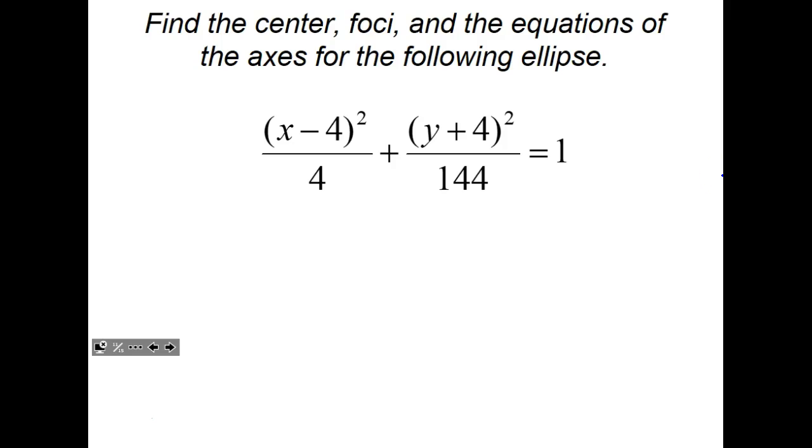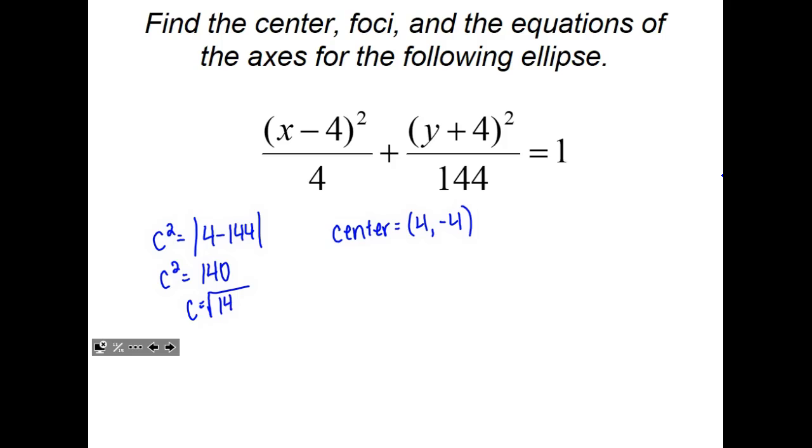So, here we have one that we're supposed to find the center, the foci, and the equations of the axes for the ellipse. So our center is at 4, -4. And for our c squared, we're going to have the absolute value of 4 minus 144, which is going to be, we'll get -140, but since we have those absolute value bars, it'll be 140. And so c is the square root of 140. We could break that down, but we'll just leave it as it is. So our c is the square root of 140.